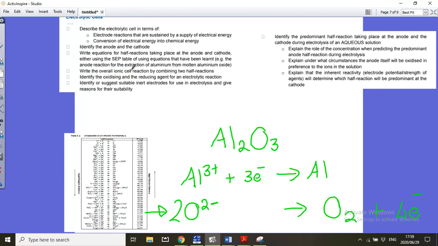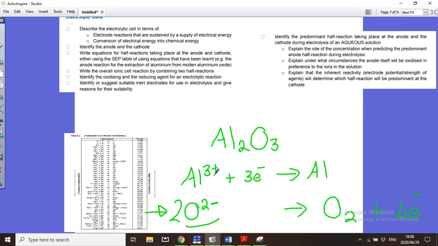Writing the overall ionic cell reaction is exactly the same as it was in galvanic cells. The oxidizing agent and reducing agent is exactly the same. So here, this is my reduction half reaction, so this will be my oxidizing agent. This is my oxidation half reaction, so this is my reducing agent.